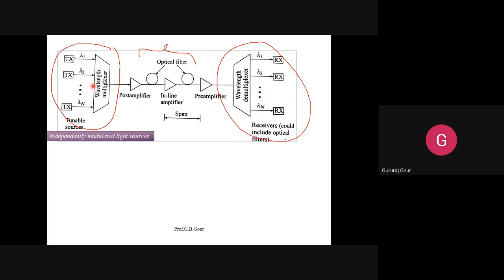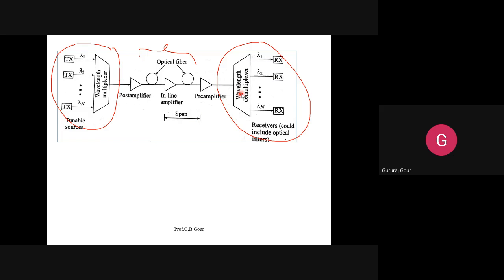So all together get multiplexed by this wavelength division multiplexer. So it gets multiplexed without any overlapping with some guard band, and it will be transmitted through the optical fiber span. Span is nothing but the distance between the post and pre amplifiers.